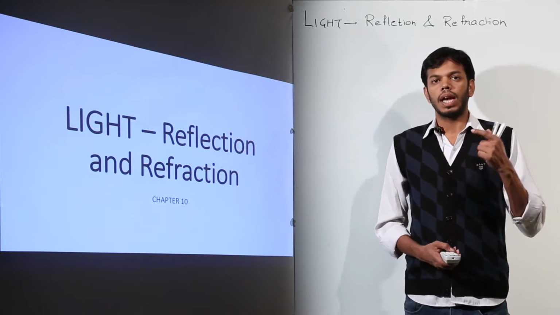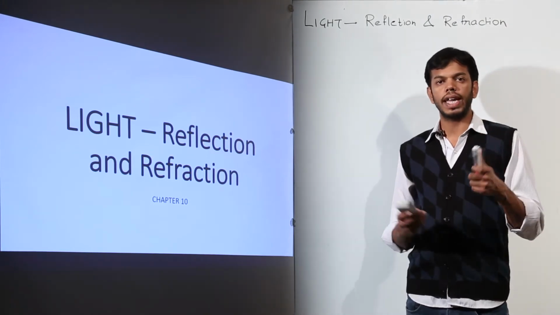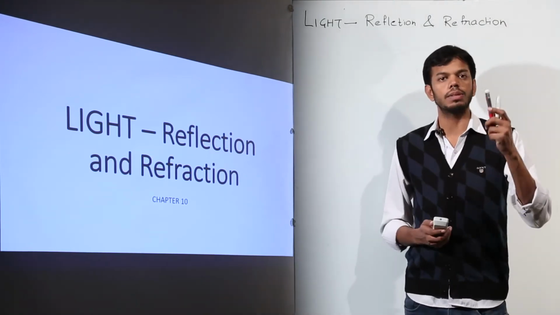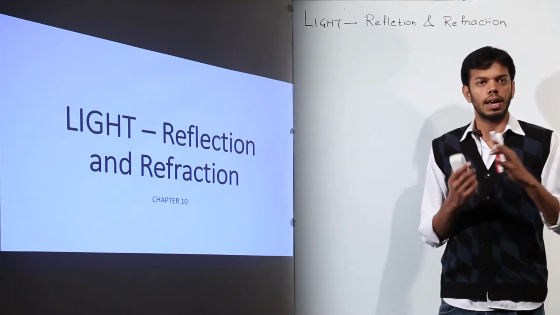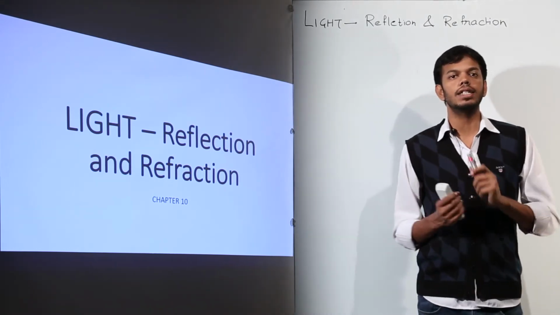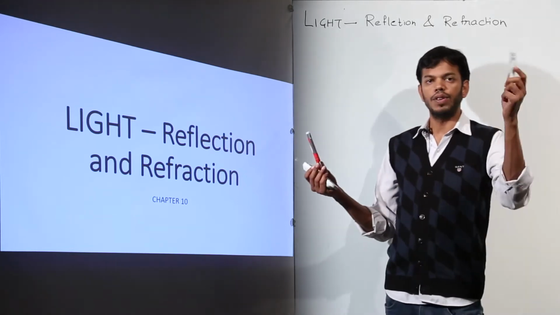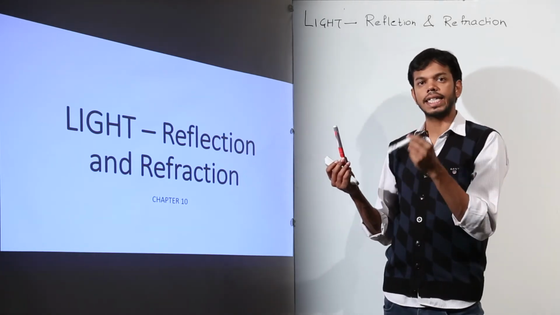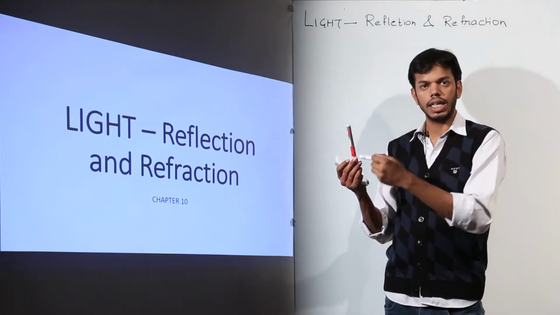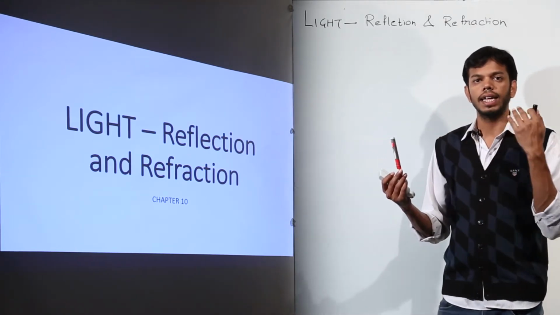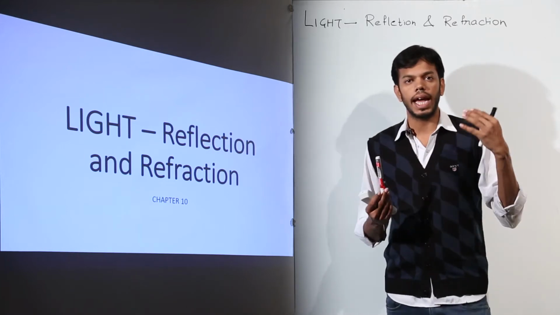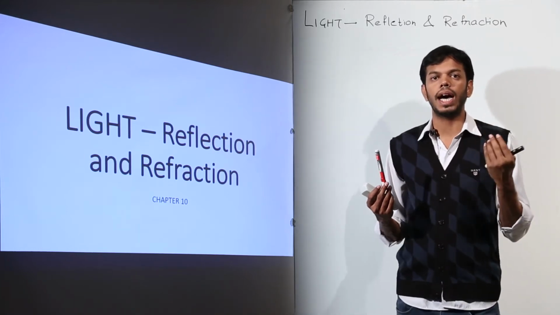First of all, how can you see me? Or how can I see this remote or this marker in front of me? The basic phenomenon associated here is reflection. So we are going to start with reflection. What is reflection? The light which is incident on this marker is getting reflected from the surface of the marker and is incident on my eye. So unless and until the light from an object is coming to my eye, I won't be able to see it.